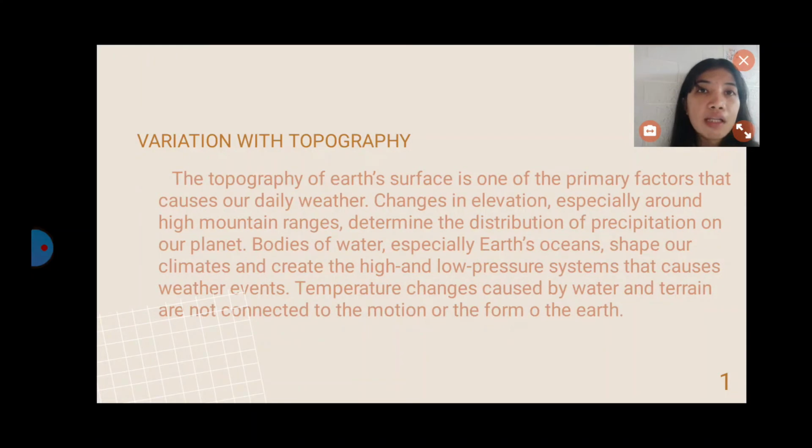So last but not the least is the variation with topography. The topography of Earth's surface is one of the primary factors that causes our daily weather. Changes in elevation, especially around high mountain ranges, determine the distribution of precipitation on our planet. Bodies of water, especially Earth's oceans, shape our climate and create the high and low pressure systems that cause weather events. But we should remember that temperature changes caused by water and terrain are not connected to the motion or the form of the Earth.